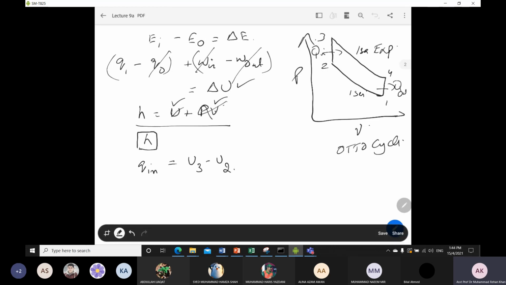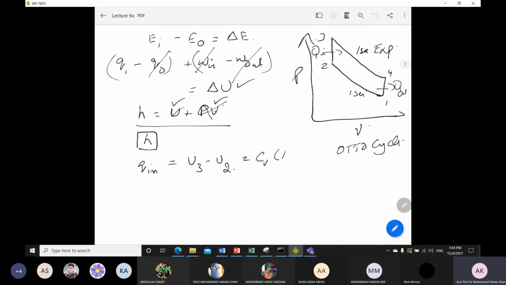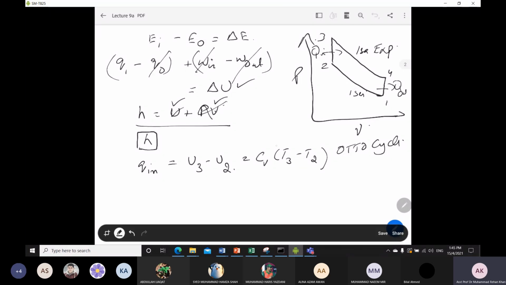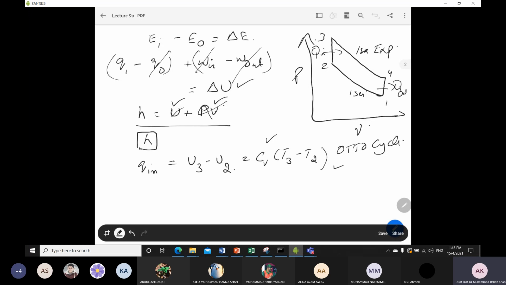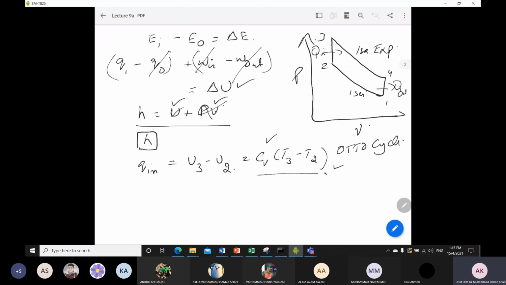Also, from chapter number 4, the change in internal energy is equal to CV times the final point temperature minus the initial point temperature. This is the relation which comes from chapter number 4. If you do not know about this relation, you can easily find it in chapter number 4 and revise it. So this is your first equation, which is for your Q in.